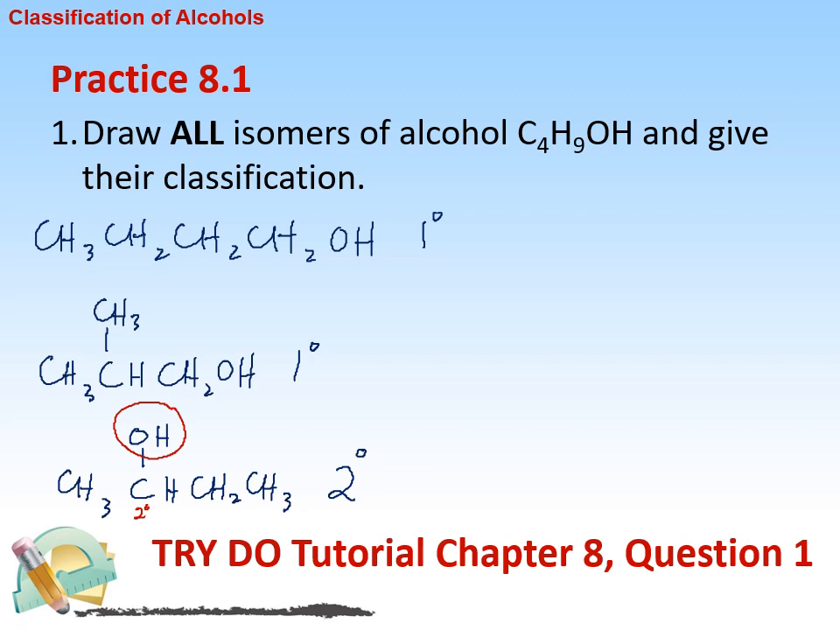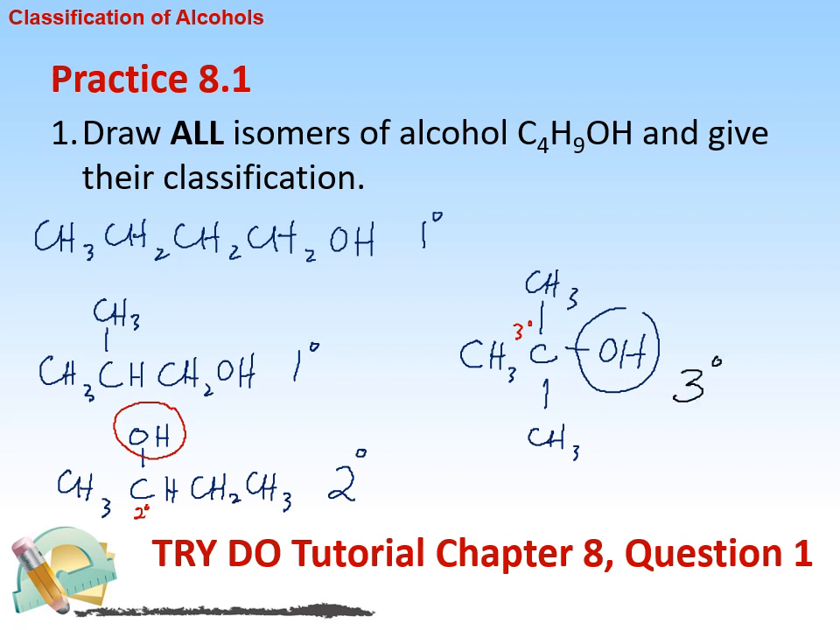Do we have any other isomer? Yes, I think so, because we are going to draw this CH3 and then one branch over here, CH3, and one branching over here, CH3. Yeah, and this one is attached to OH. So this is basically an OH attached to a tertiary carbon. Right. So this is basically a tertiary alcohol. I think this is all the isomers of 4 carbons alcohol.